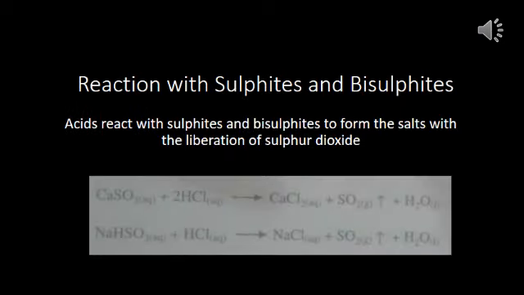Reaction with sulfites and bisulfites. Acids react with sulfites and bisulfites to form the salt with the liberation of sulfur dioxide gas. When calcium sulfite reacts with hydrochloric acid, it will produce calcium chloride, sulfur dioxide gas and water.